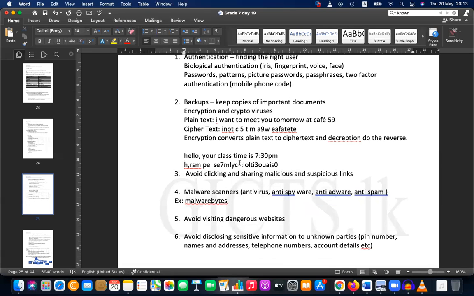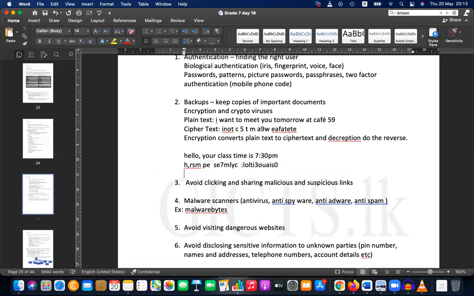Okay, can you read this message now? It's like a puzzle. The second one you can't read. The first one is called plain text, the second one is called ciphertext. When you convert plain text to ciphertext, it is secret now. The message has become secret.